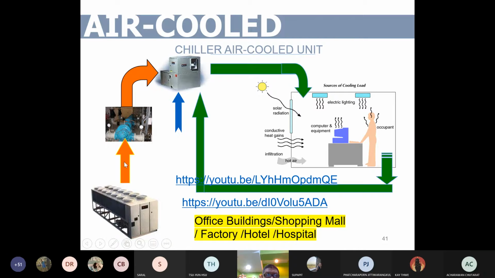They produce chill water into the pumps. The pumps send the chill water to the air handling unit. This one is the air handling unit. When they pump to the air handling unit, they deliver the cold air into the room, and also from the room they have a return air back to the air handling unit.